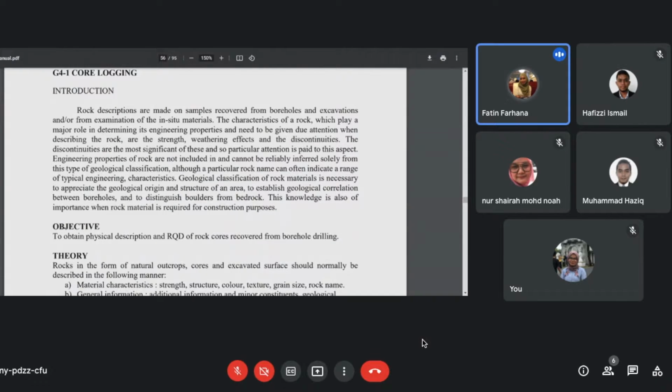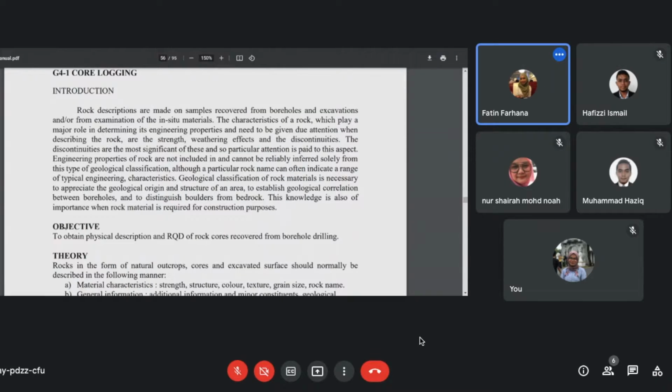Okay, before that, I would like to introduce my fellow group mates: Muhammad Hafizi bin Ismail, Muhammad Haziq bin Abdalil, myself, Fatin Farhana binti Mano, Nur Syairah binti Muhammad Noah, and lastly Nur Zamira Iliana binti Harun. This experiment was conducted on 27 August 2021.